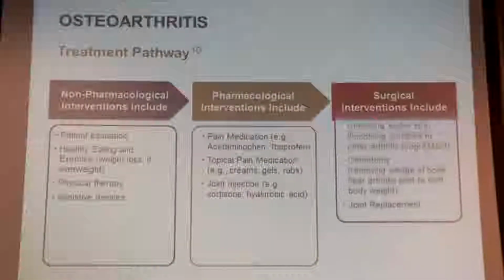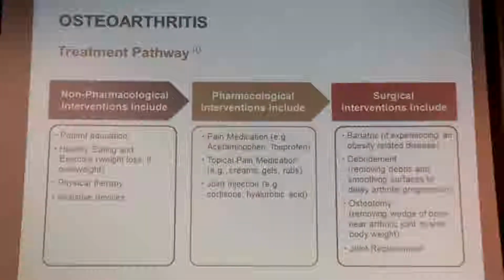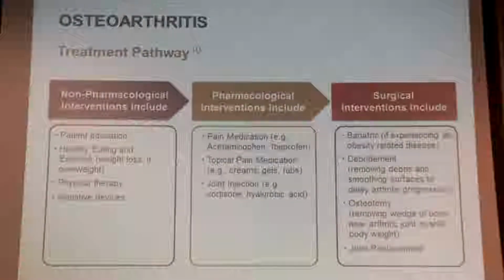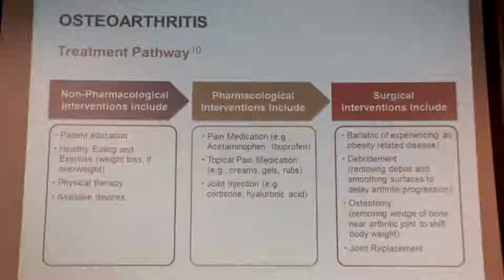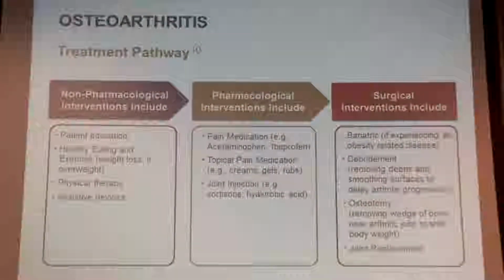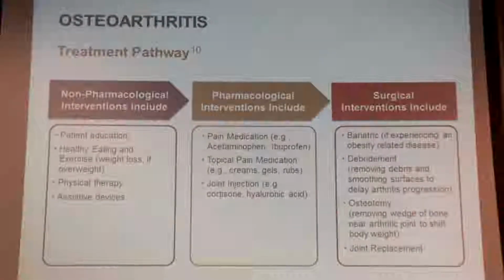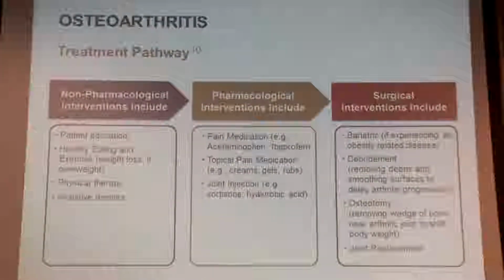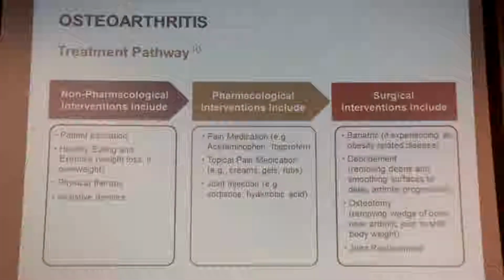So, going on to the treatment pathway, we have three different areas that we talk about for treatment. The first one being non-pharmacologic interventions, then pharmacologic, and then surgical interventions. These are the three basic categories that we typically see, and we'll do most, if not all of them, before we start talking about any type of surgery.